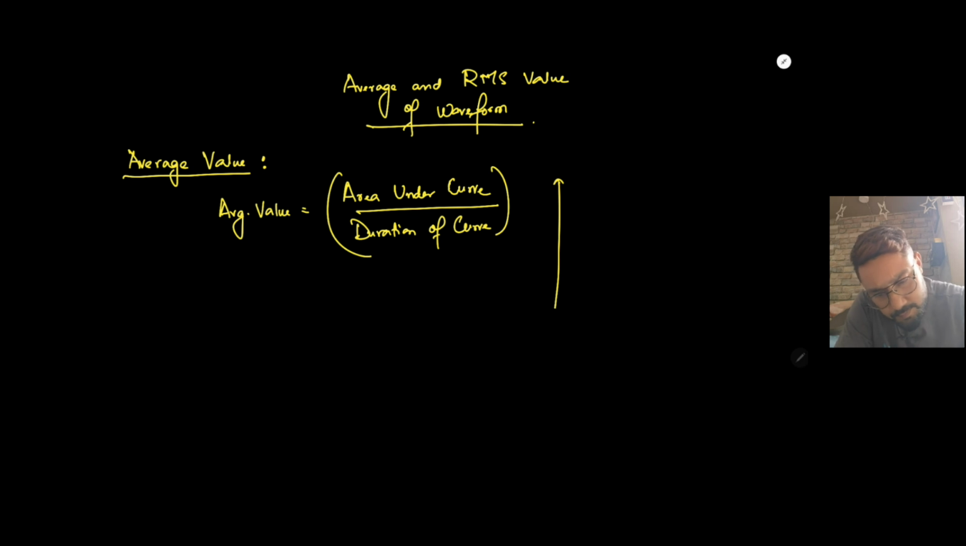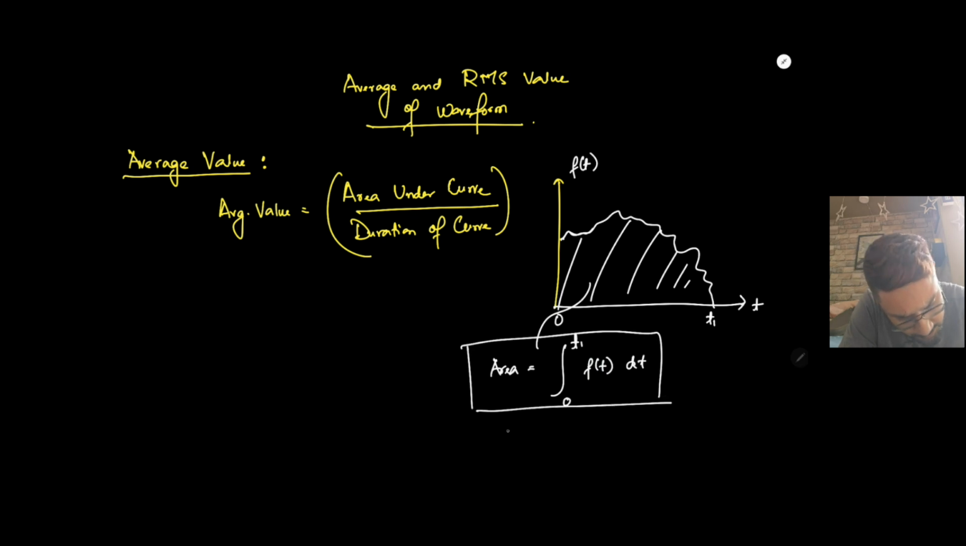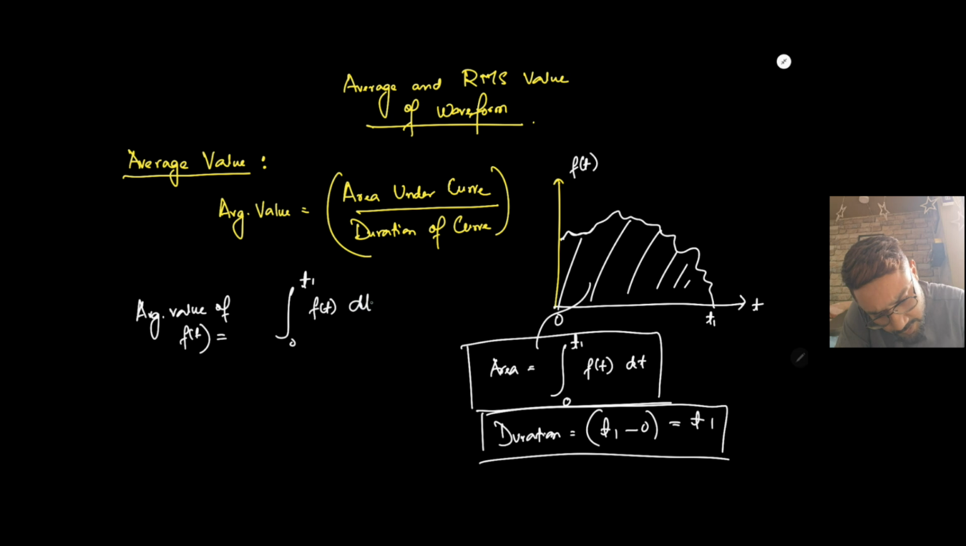So suppose I have a curve like this. Suppose I'm denoting it as f(t), the function of t. This is the curve. So what will be the average value? What is the area under the curve? Suppose this is 0, this is t1. Area will be integral from 0 to t1 of f(t) dt. So this is the area. And what is the duration? Duration is t1 minus 0, which is equal to t1. So the average value of this waveform will be the integral from 0 to t1 of f(t) dt divided by t1. Fine.